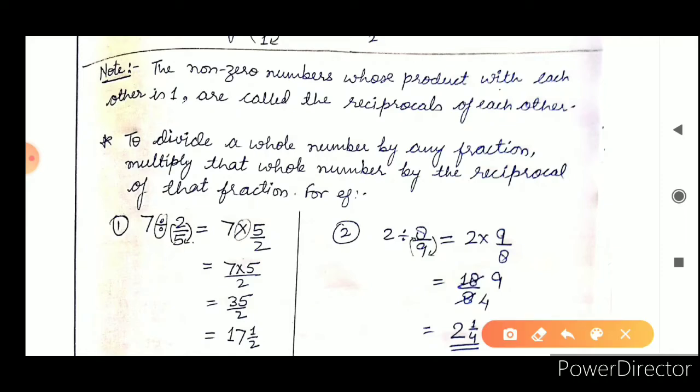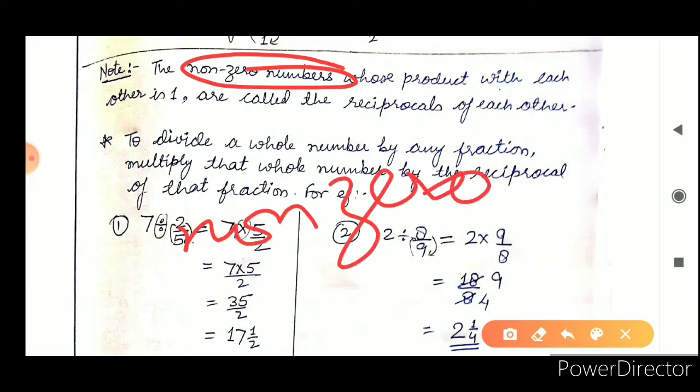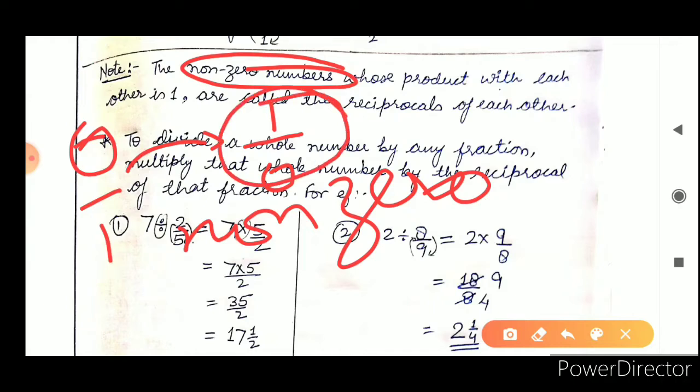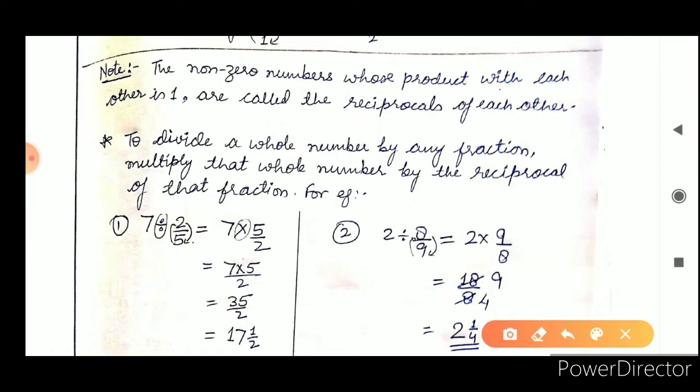Now next, here are some of the points to be noted while dividing fractions. That is, the non-zero numbers whose product with each other is 1 are called reciprocals. Here we need to pay attention that non-zero numbers are given. What does it mean? Suppose 0 is a whole number and we have to find the reciprocal of 0. 0 is a whole number, so we can write it as 0 by 1. So its reciprocal will be 1 by 0, which is not defined. So we cannot find it. That's why the condition is that the number should be non-zero.